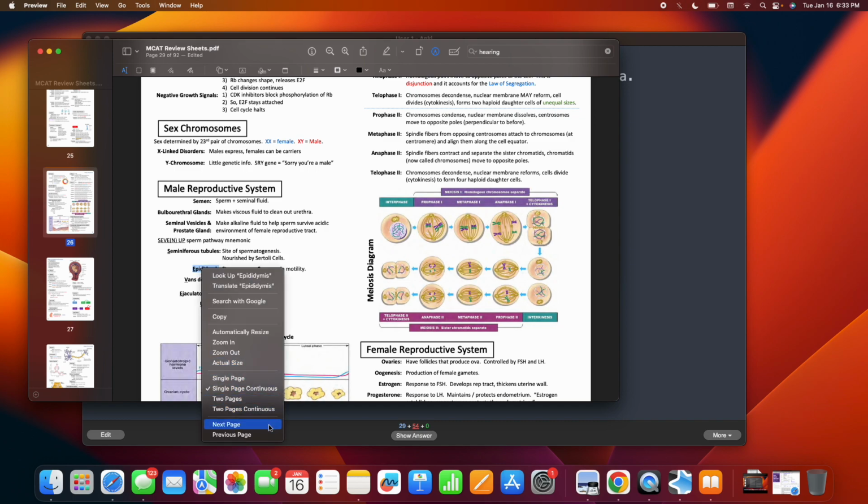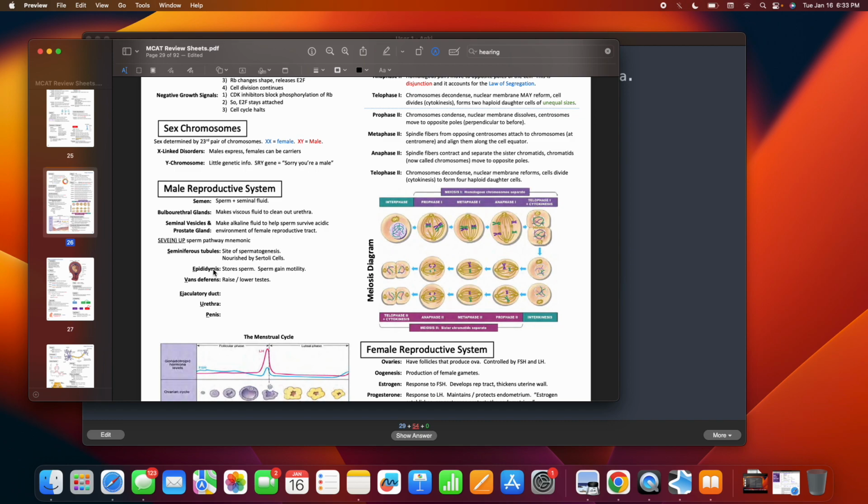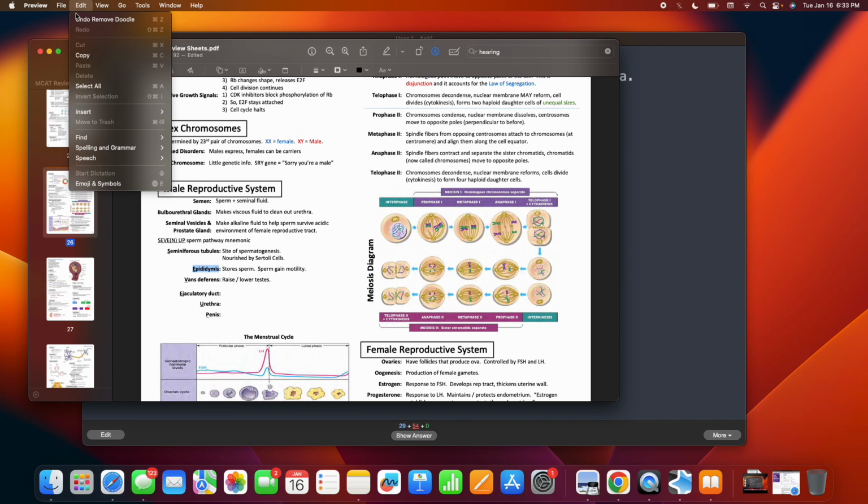Let's see how this is pronounced. We don't have it here, which is fine. Let's see if we can do something here.